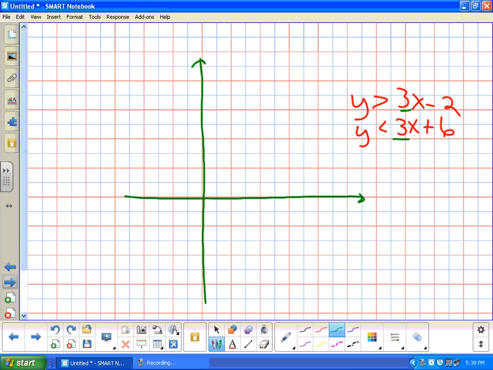Top line, my y-intercept is at negative 2. I'll graph this in red. My slope is 3, so I'm going to go up 3 over 1. It's a dashed line because there is no bar underneath. Sorry, my line is crooked, but you'll be using a ruler. And I'm shading above the line because y is greater than. So here is my shaded region.